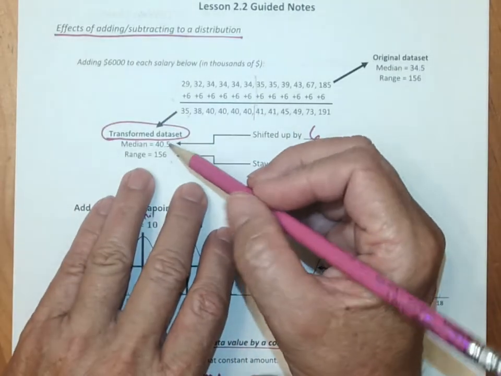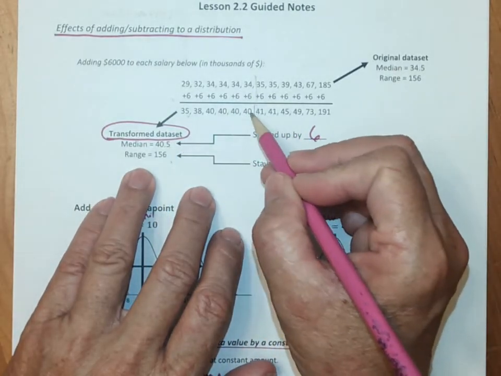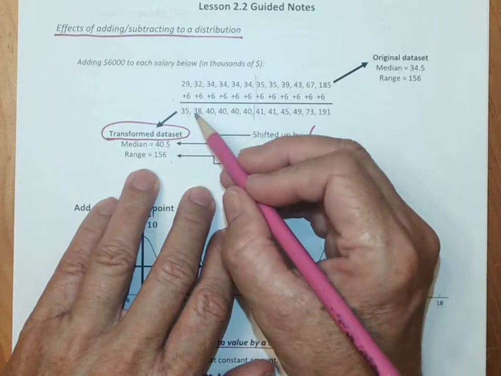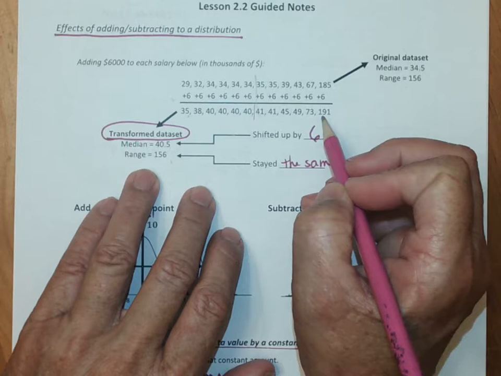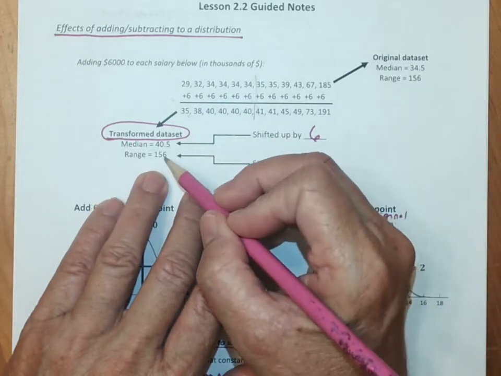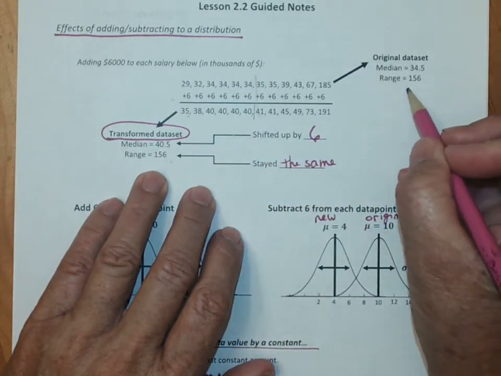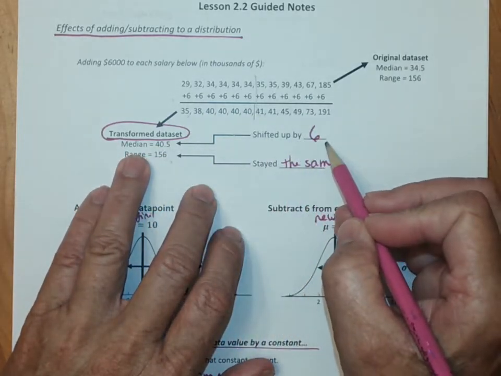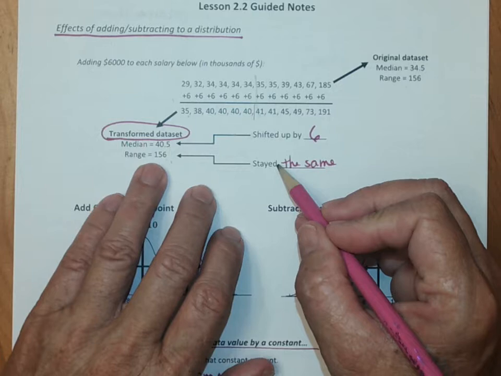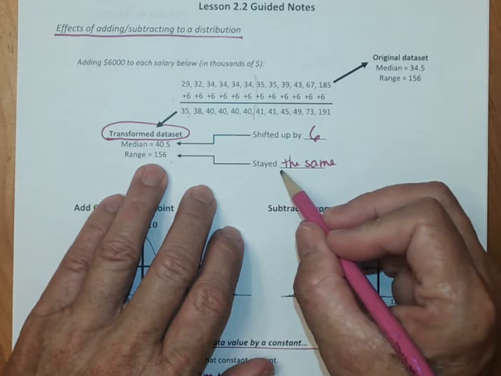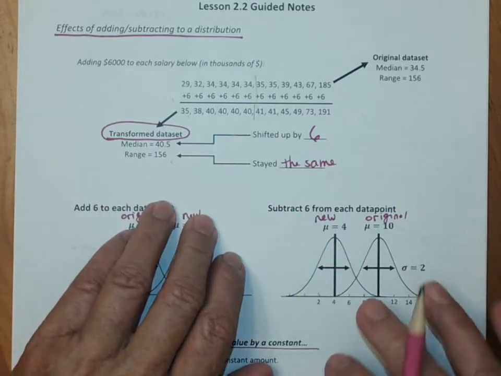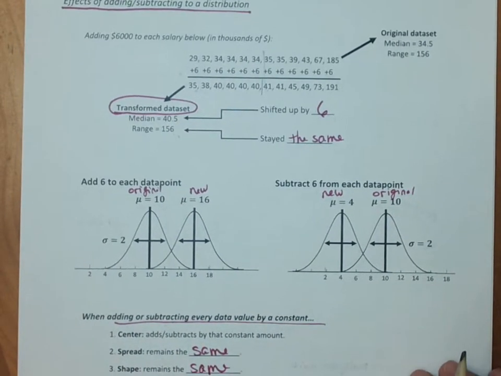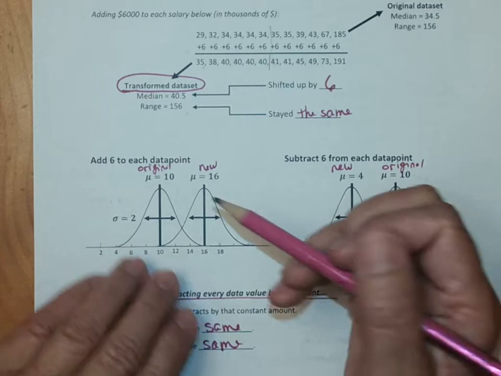And now if we look at our median of the new data, so halfway between, that'd be 40.5 thousand. Our range is still the largest minus the smallest, which gives us 156,000, the exact same as what we started with. So we notice that the median has shifted up by 6, whereas the range, or the measure of the spread, stayed the same. This is something we just want to keep an eye on. Now let's look at how it affects the spread of the data.